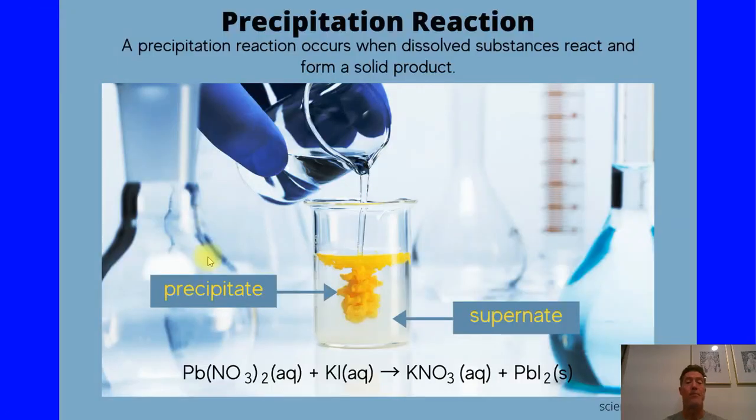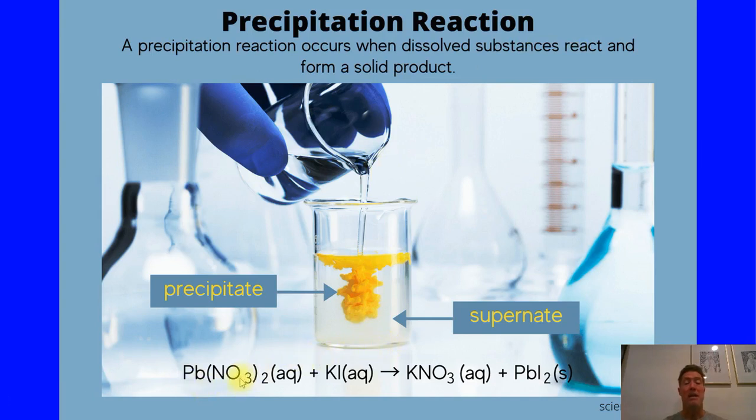That's a precipitation reaction. So here is a classic example. This bright yellow solid is coming out of solution as the result of a double displacement reaction. So again, a precipitation reaction occurs when dissolved substances react. In this case, they do a double displacement, and then one or both of the products is no longer soluble.